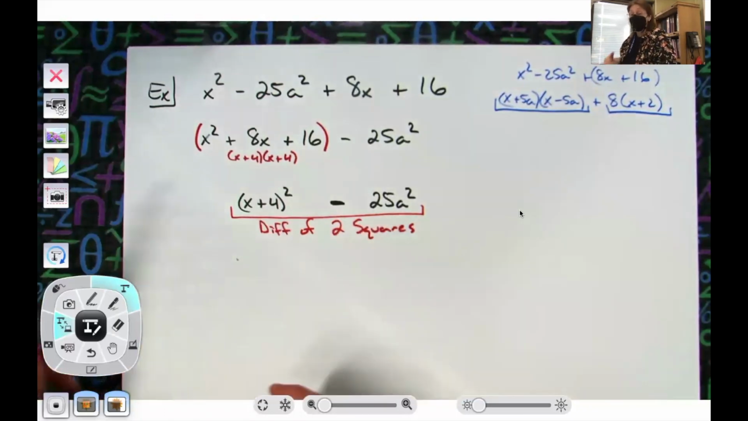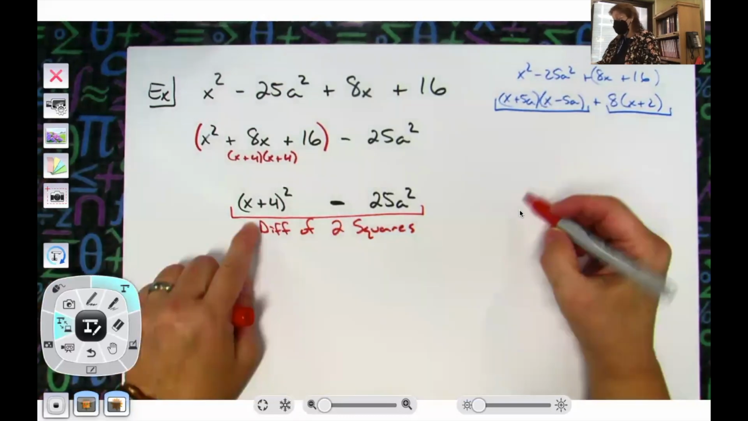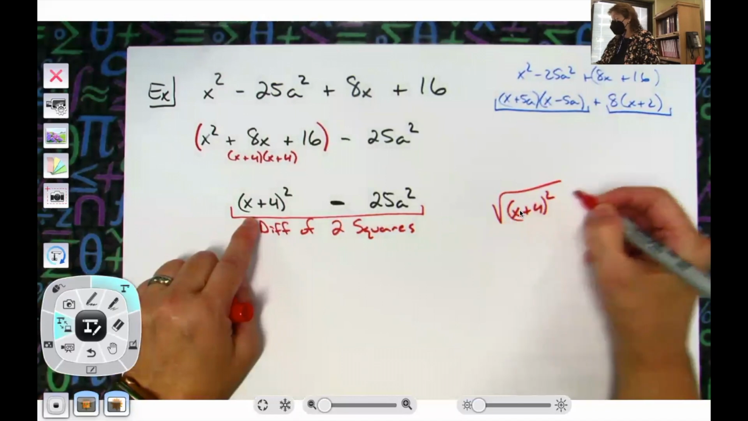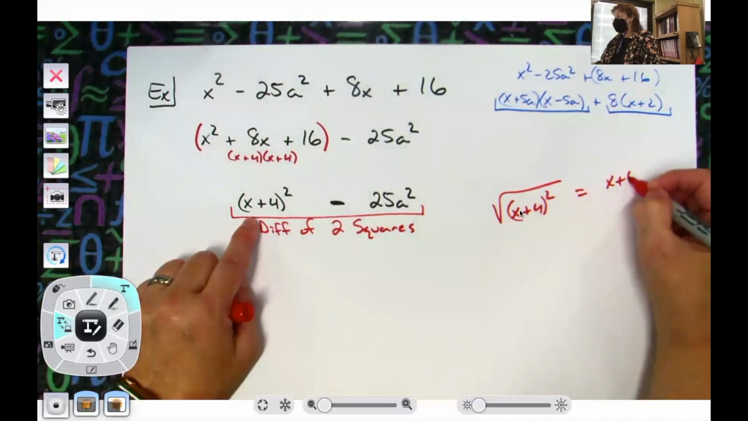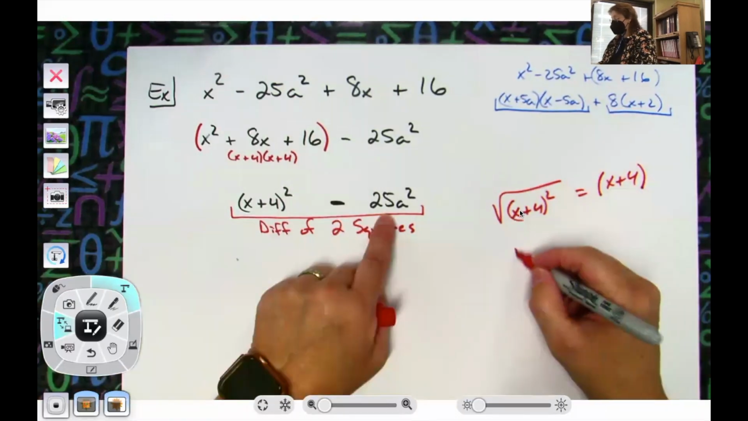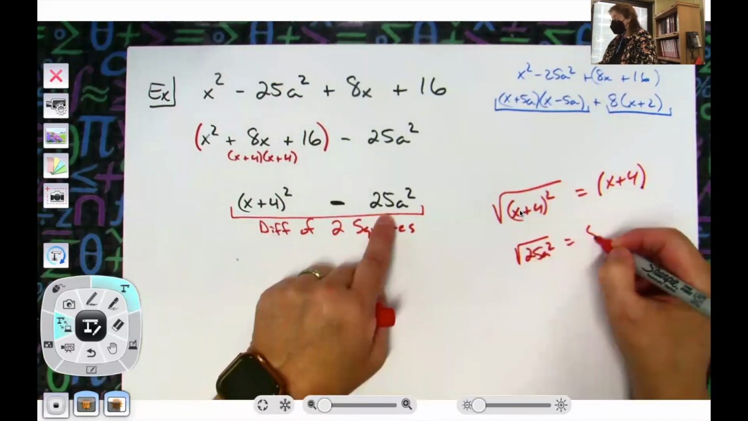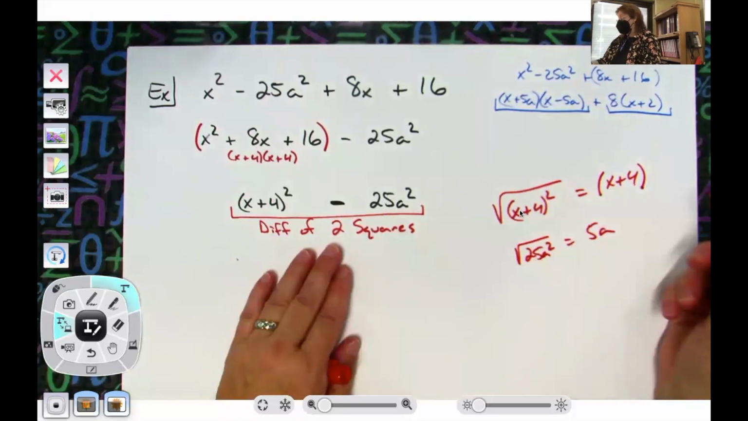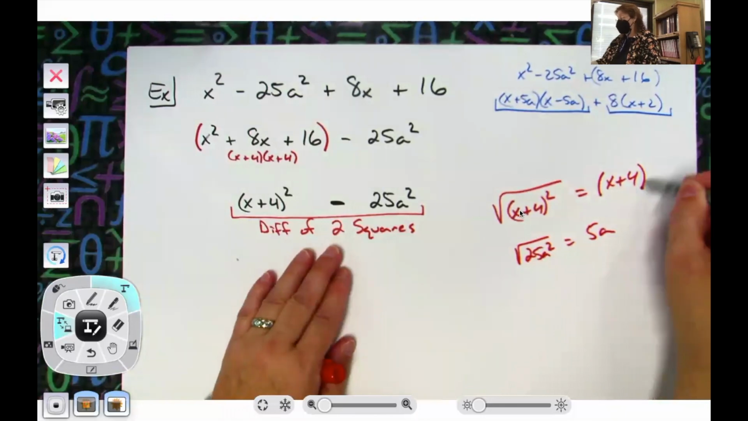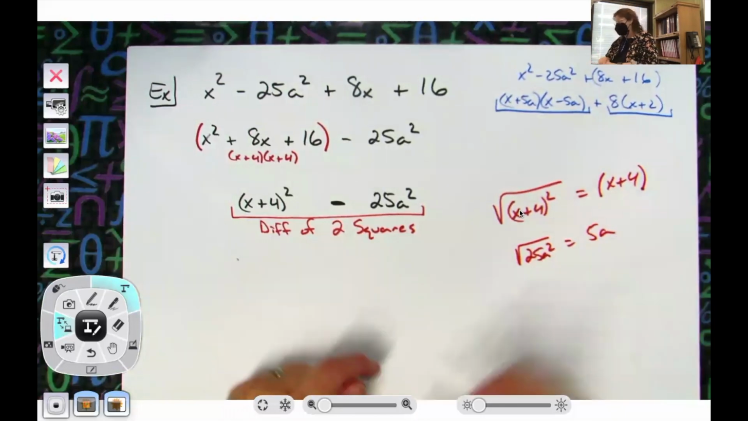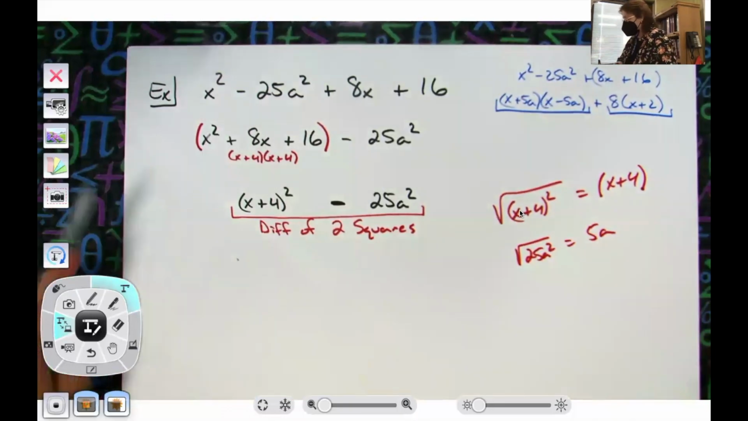Now again, if you need to write it down, you can, but hopefully you could do this in your head. The square root of that x plus 4 quantity squared is just going to be x plus 4, right? But it's a binomial. If I take the square root of that 25a squared, I get a 5a, which is just a single term. But with difference of 2 squares, I take this and add it to this, and then I take this and subtract it from that. Yeah, I didn't say that very well.